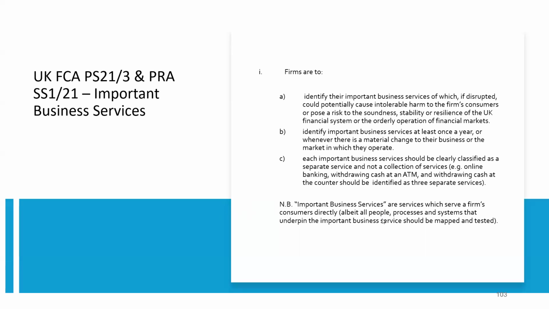This doesn't mean that people, employees, contractors, third parties, processes and systems that underpin the important business services shouldn't be mapped and tested. For example, you may want to draw up a key persons register of critical people in the firm that support or maintain these important business services, so that in the event of a disruption to these services, you have a means of promptly contacting that network of employees, contractors, consultants, third parties to assist in the prompt recovery efforts.